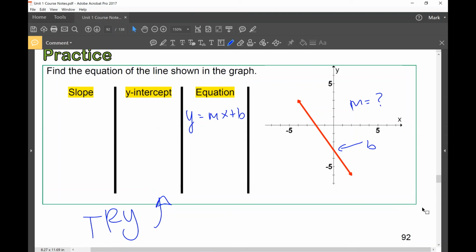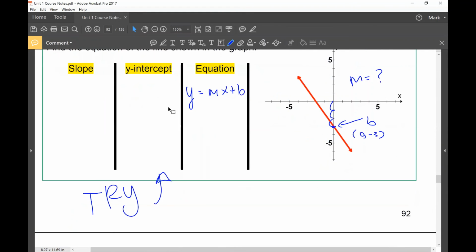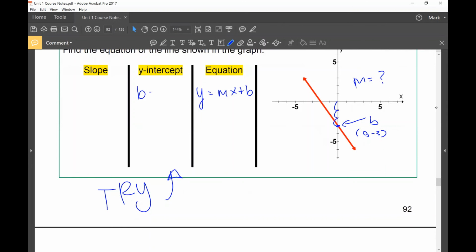Let's start with the y-intercept. What is this point here? Well, let's zoom in. 1, 2, 3. This point is (0, -3). So that means my y-intercept b is -3.